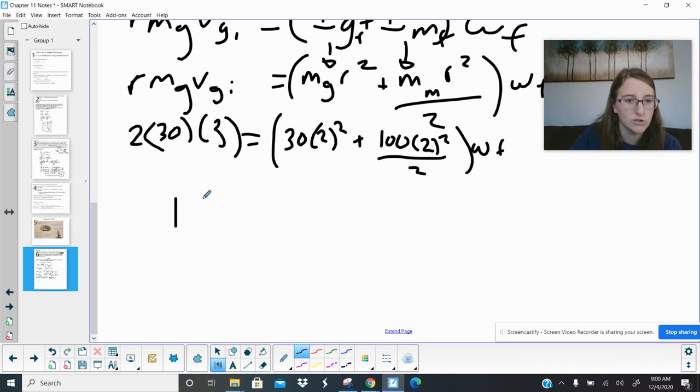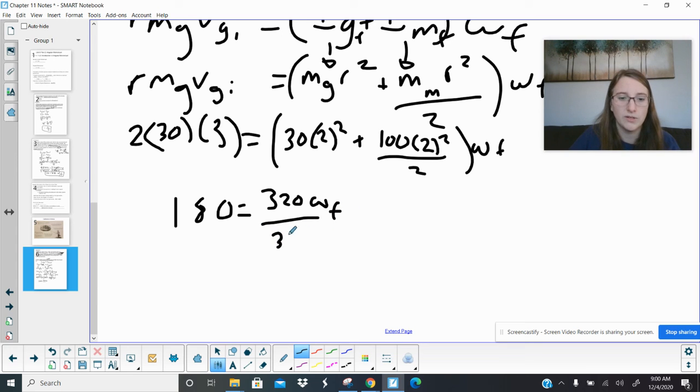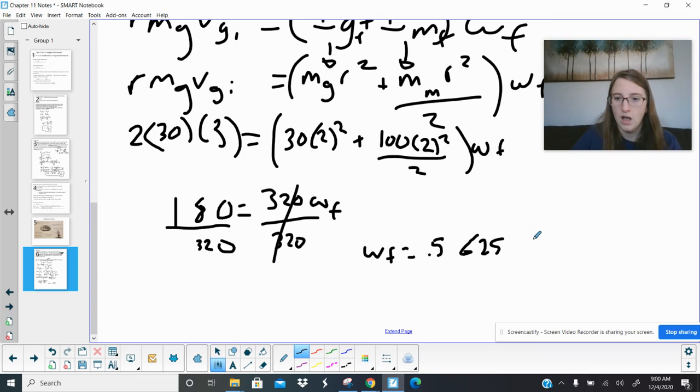Let's go ahead and solve this through. I know this is 180 over here. What do we get on this side? We got 30 times 2 squared plus 100 times 4 divided by 2, basically. We should get 320 over here times their angular speed, divide 320 away. Okay, so 180 divided by 320, we should get 0.5625 radians per second.